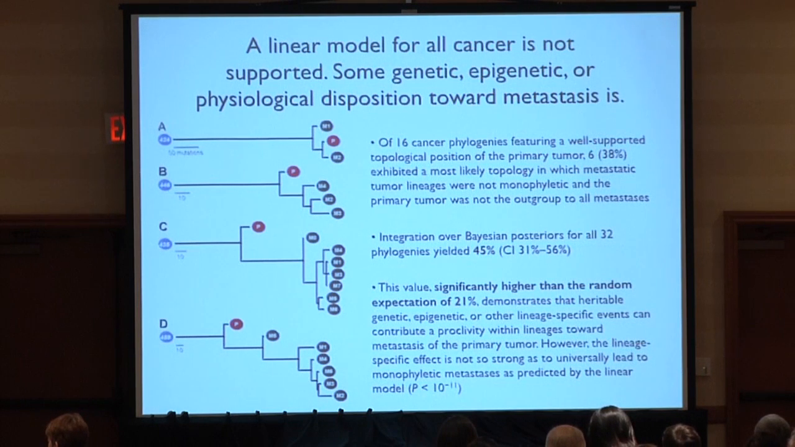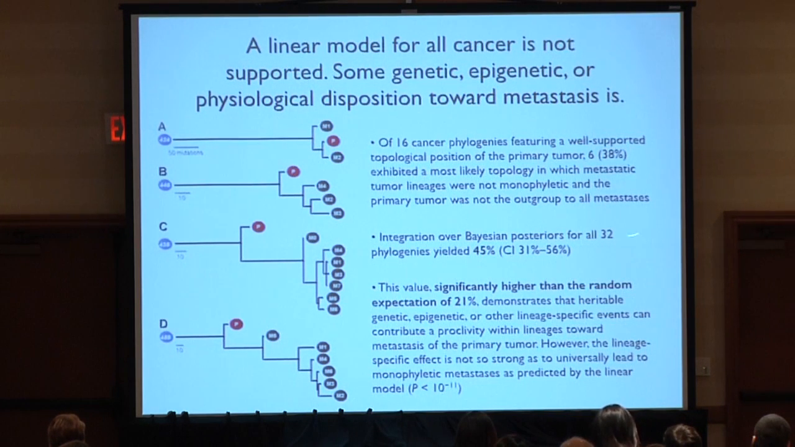So there's a lot of numbers here. I'm just going to say it very quickly. Of 16 cancer phylogenies featuring a well-supported topological position of the primary tumor, 6 of them exhibited a most likely topology in which metastatic tumor lineages were not monophyletic. So they're all monophyletic in these 3 ones. This one is just an example of 4. In this one, we can see the primary is nested within the metastases and it's a well-supported phylogeny. So that implies that the linear model can't be applying as a general rule to cancer.